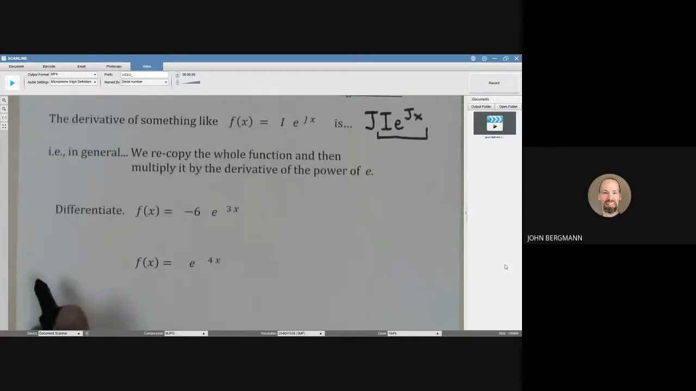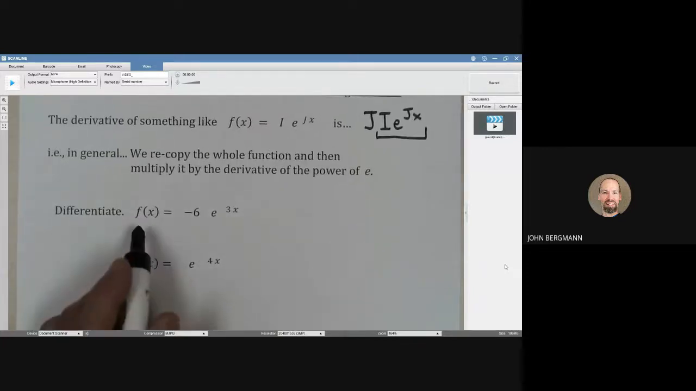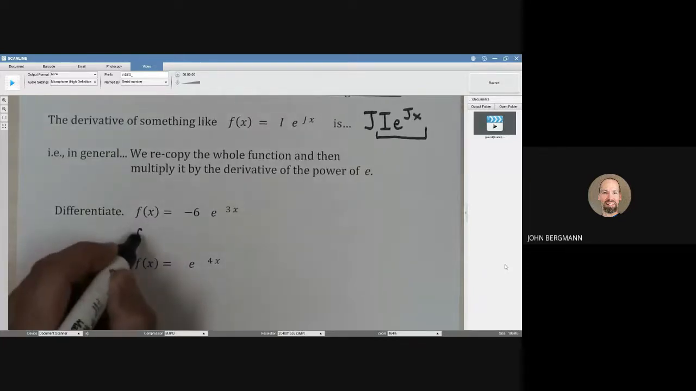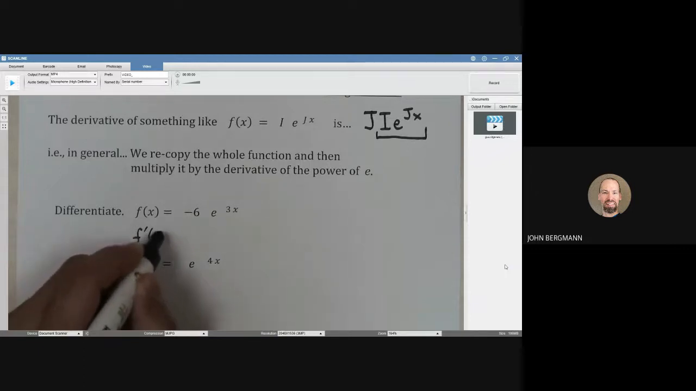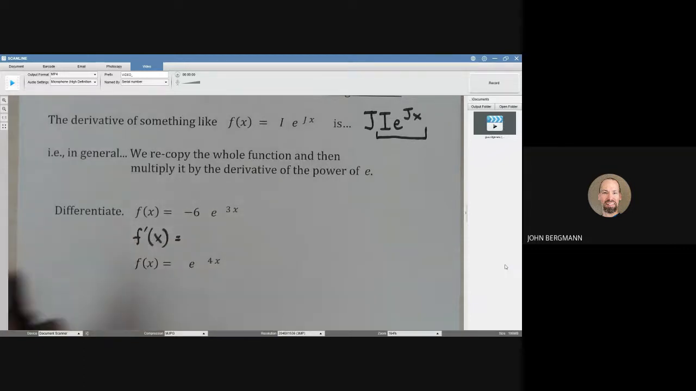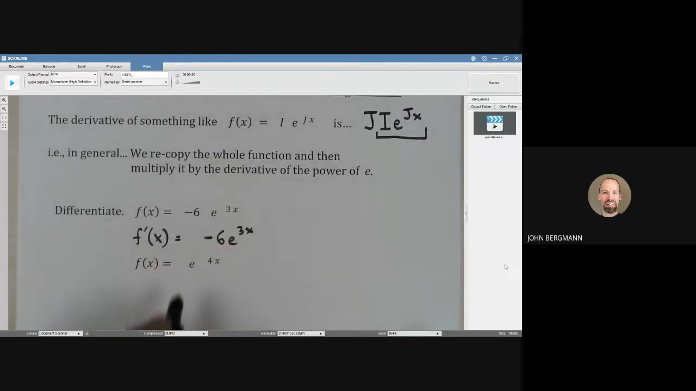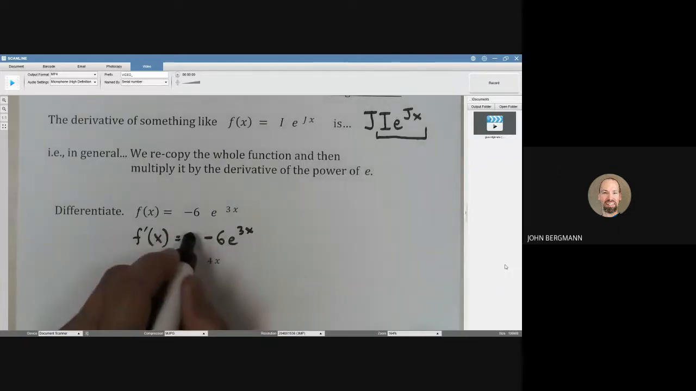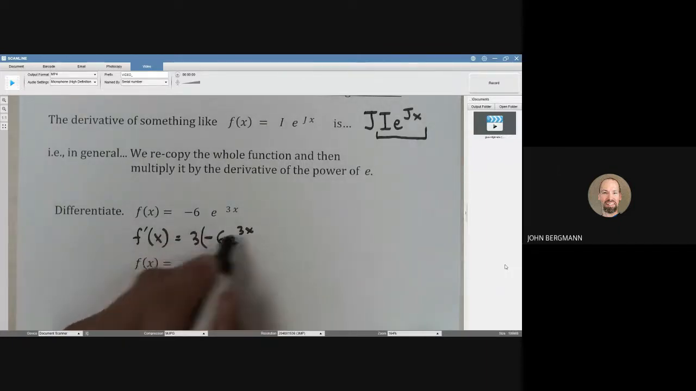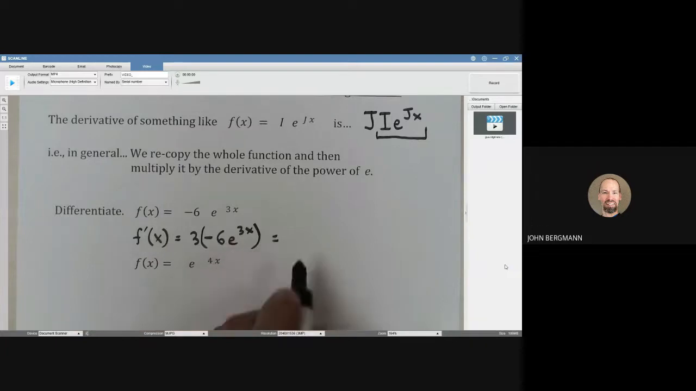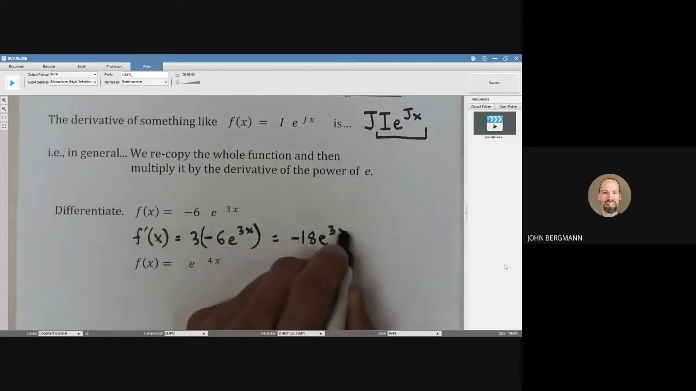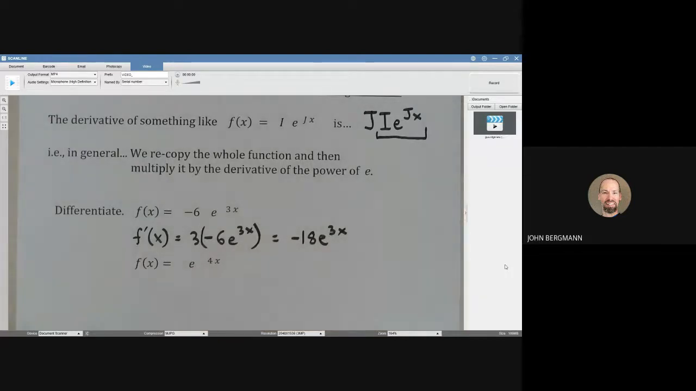Let's try that for this example. If we take the derivative of this, which I'll label as f prime of x, you recopy the whole thing, negative 6e to the 3x. And then you multiply that by the derivative of the power, which is 3. Stick a 3 out here. Then if we simplify that, I'm getting negative 18e to the 3x. See, that's not so bad.